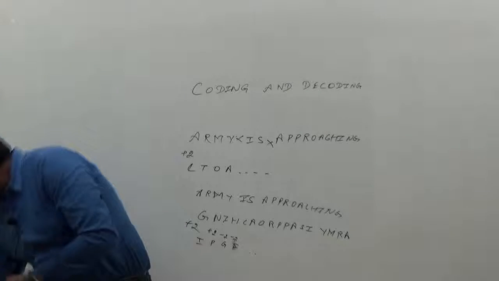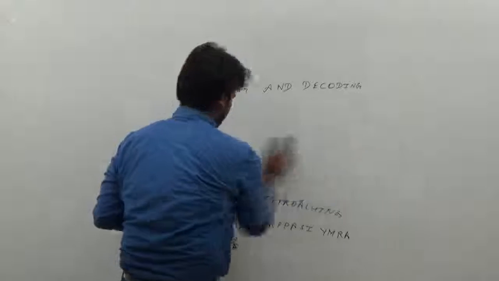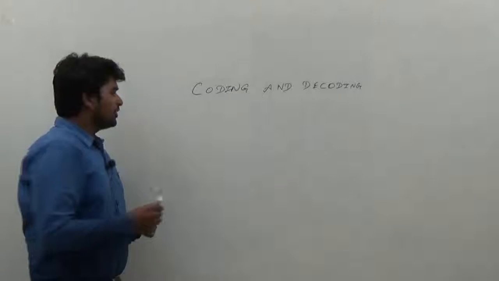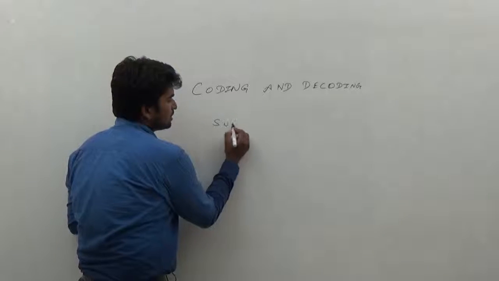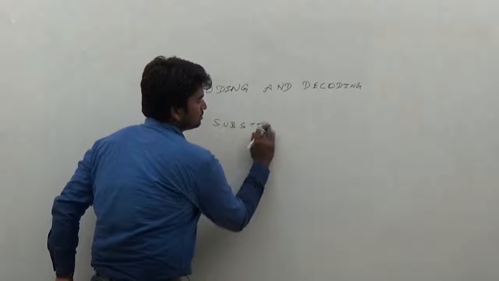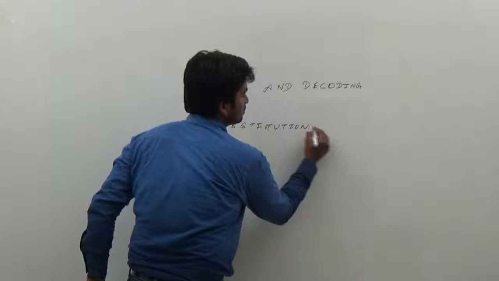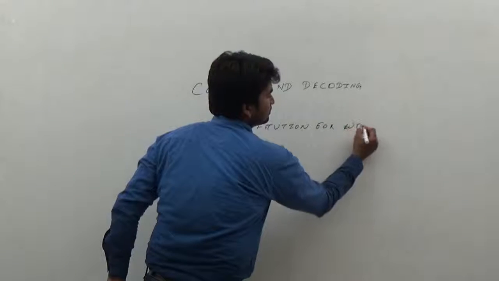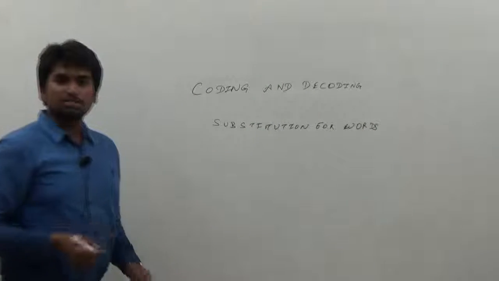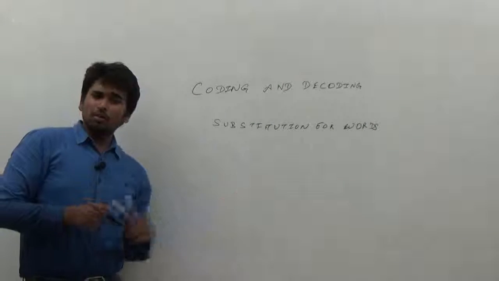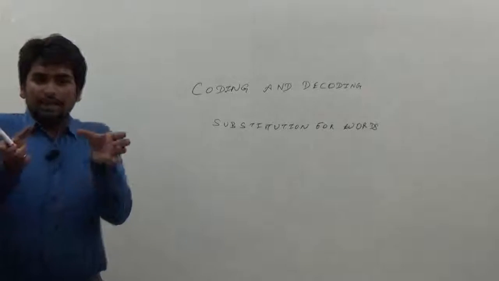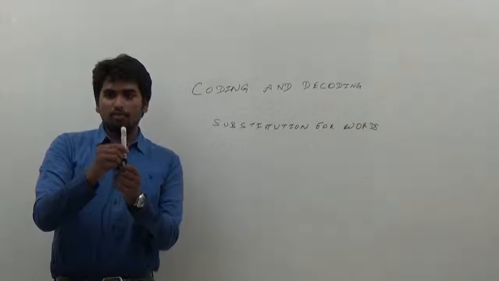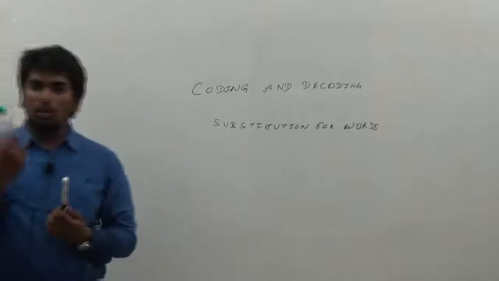Next. When we go next, we have something called substitution for words. Now, when we are going with substitution for words, what exactly happens? We change the word. Say for example, this is a marker. What I do is I change the name: marker would be called bottle.